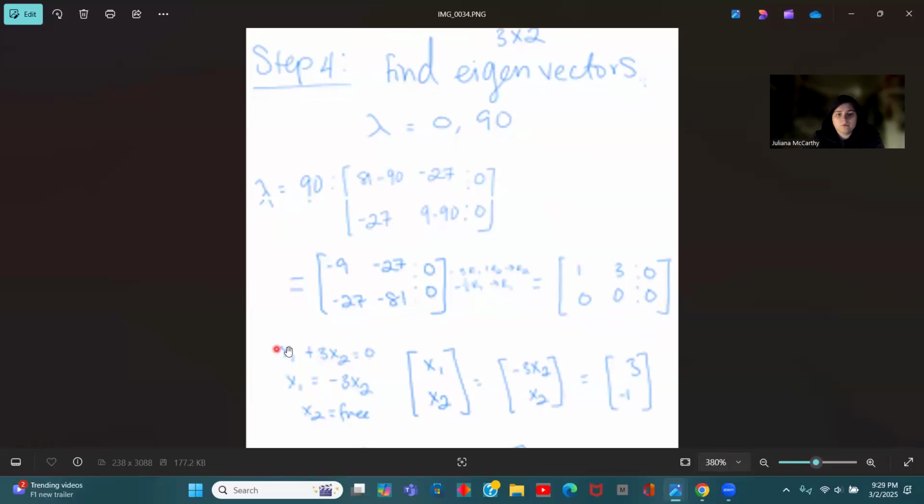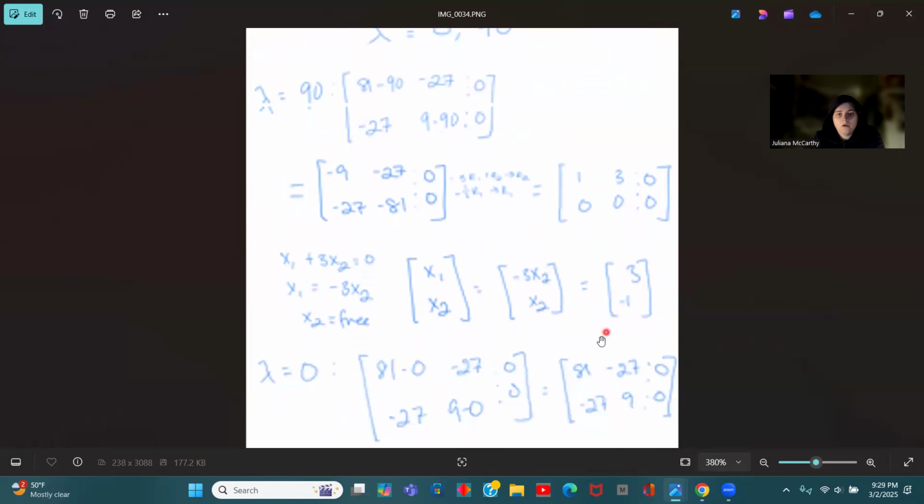And so we have the equation x1 plus 3x2 equals 0. That means x1 equals negative 3x2. X2 is free, so we can just choose any number. I chose negative 1, and then x1 equals negative 3 times negative 1, so it equals 3. So this is our first eigenvector.